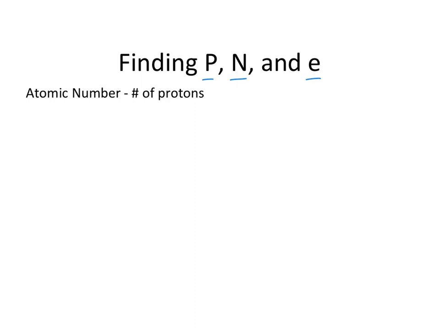So here, if I'm asking you how many protons an atom has, you're going to be trying to find the atomic number of that element. So for example, let's say fluorine. If we look for fluorine on the periodic table, it has the atomic number of 9, which means it has 9 protons.